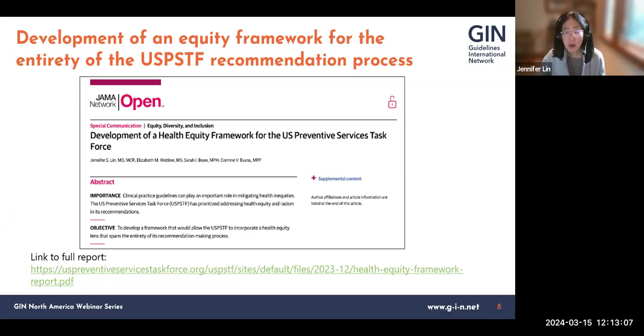So this is a snapshot of the paper that we did in support of the task force. This was done in 2022 and 2023, and the full report link is listed there. And actually, the manuscript was just published earlier this week in JAMA Open for those who want a more succinct read. Essentially, this framework we developed was to incorporate health equity at all stages of the recommendation process, all the way from topic nomination down to the dissemination of recommendations. And I really just want to give a huge thanks to Beth Weber, Sarah Bean, and Corey Evans, my colleagues who keep me humble with their brilliance.